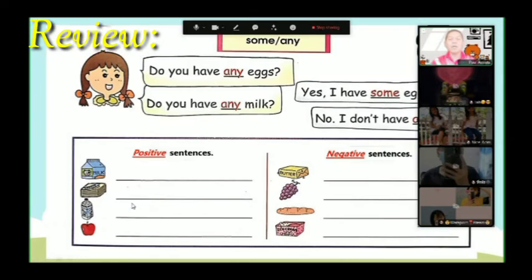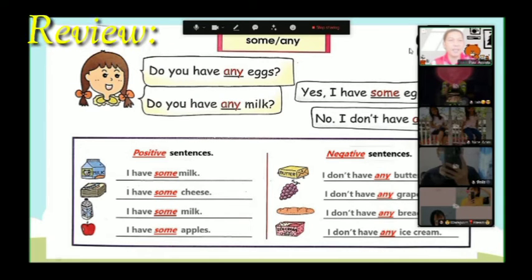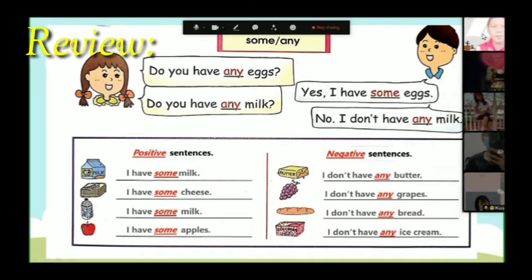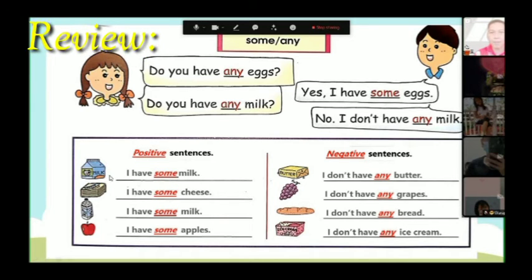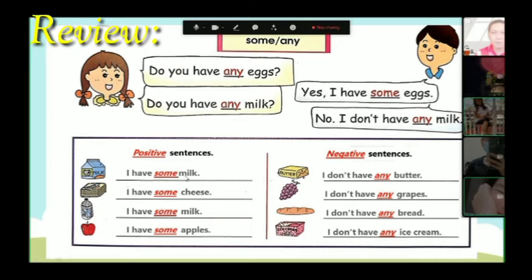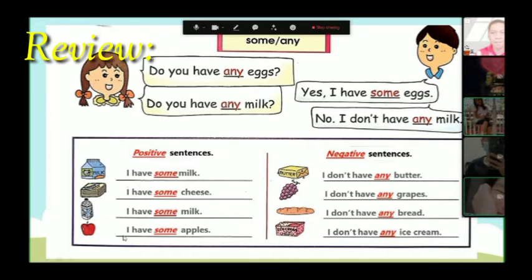Now, last meeting we have this activity. Can you read it one more time? You can see here some and any. For positive sentences, we use some. Everybody read. I have 1, 2, 3, go. I have some milk. Next. I have some tea. Very good. I have some apples. Very good. Next, negative sentences.